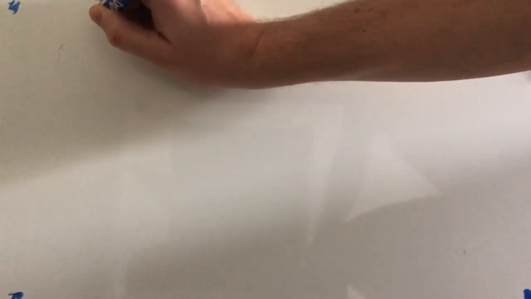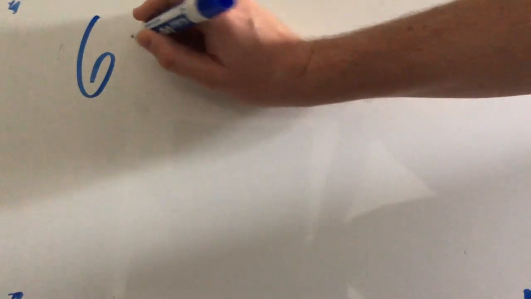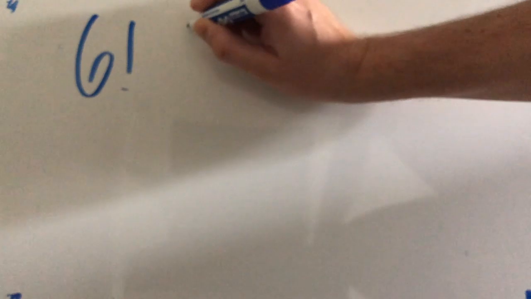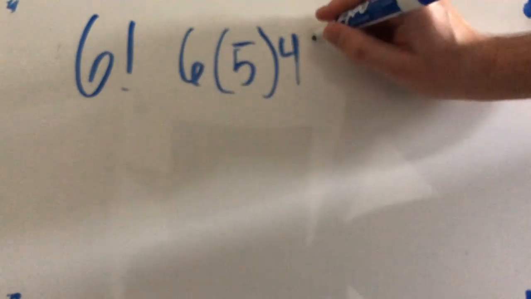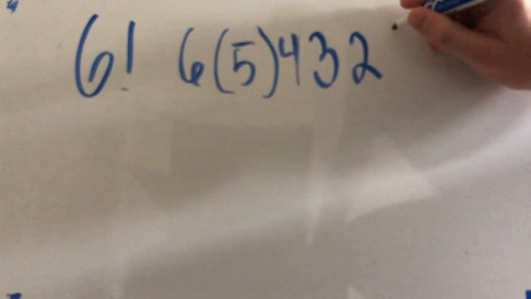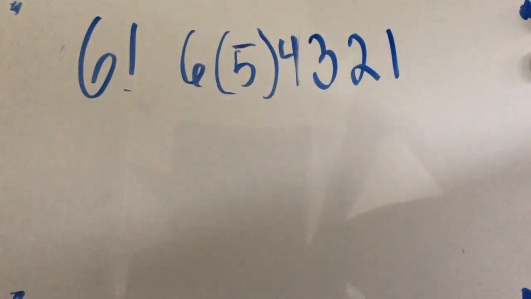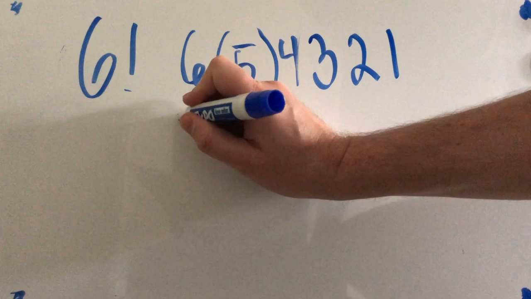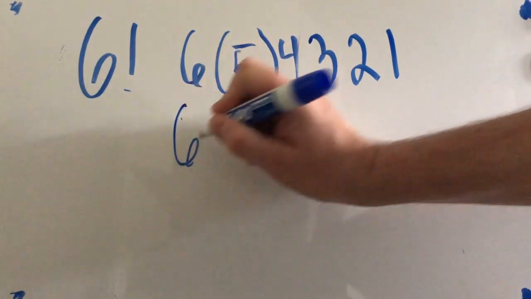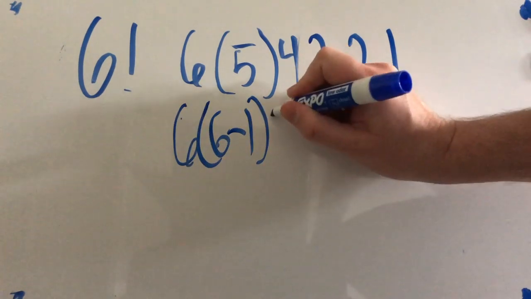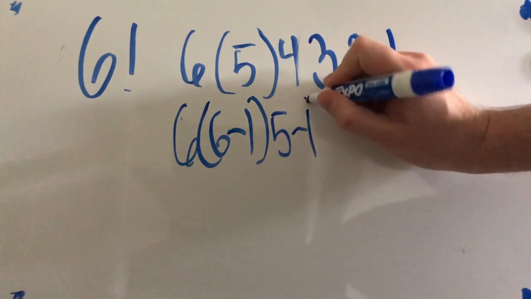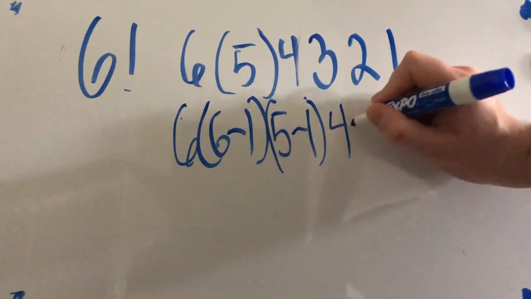Now, some of you are saying, I'm looking at the notes and it looks different than what you just did, Mr. B. Well, if we have the factorial of 6, and I go 6 times 5 times 4 times 3 times 2 times 1, that's different than what you did. In the notes, it says 6 times 6 minus 1, 5 minus 1, 4 minus 1.